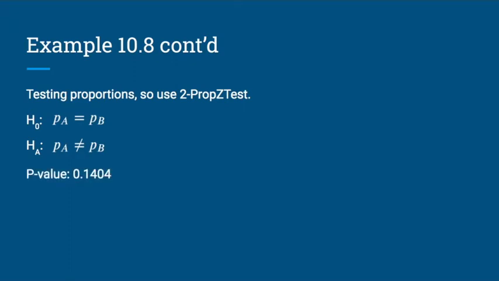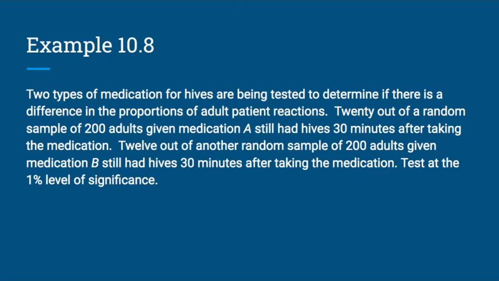When you put these numbers into 2prop z-test, in case you missed it, we had a sample size where N was 200 for both. Let me go back for a moment. N would be 200 for both. N1 and N2 are both 200. And then X for the first sample would be 20, and X for the second sample would be 12.